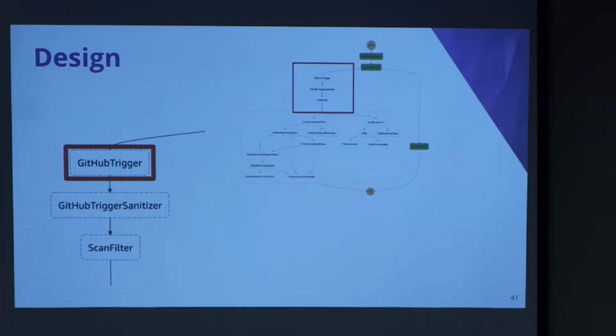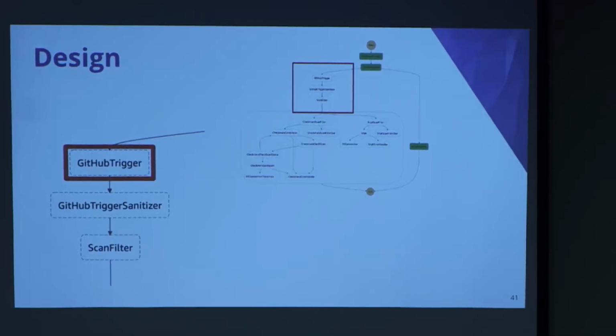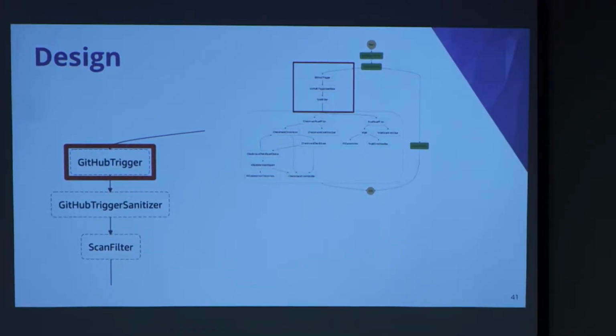So now that the payload is verified, next step is the actual beginning of the workflow, so it's the trigger. We have the GitHub trigger, which from the event will fetch every piece of information we want: name of the branch, name of the repository, name of the user, number of the pull request, every single piece of information that our scan will need to run.